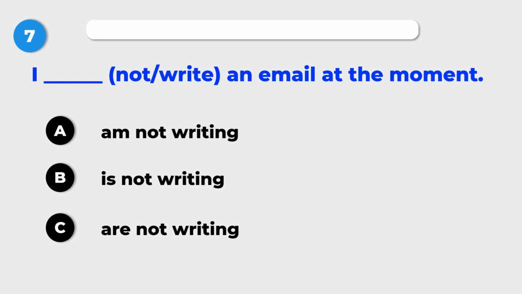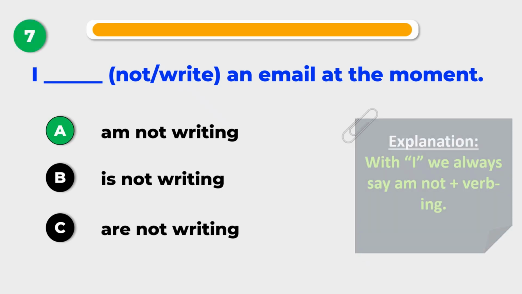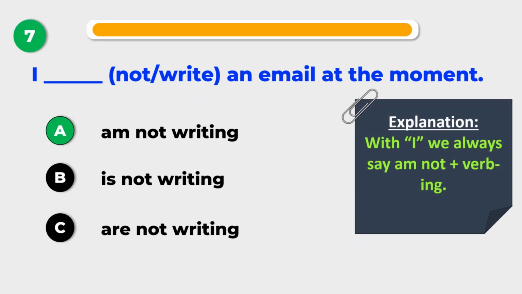Question 7. I dash an email at the moment. The correct option is A. Am not writing. I am not writing an email at the moment.